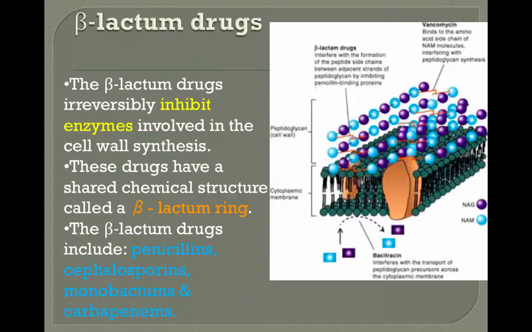The reason I wanted to pull this out for you and show this diagram to you again, do you remember looking at this picture at the beginning of the year when we studied the bacterial cell wall structure? So it's the same thing, and now taking a look at this, the beta-lactam drugs interfere with the formation of the peptide side chains between adjacent strands of peptidoglycan by inhibiting the penicillin binding proteins. So penicillin is what is actually going in and interfering with that cell wall synthesis.